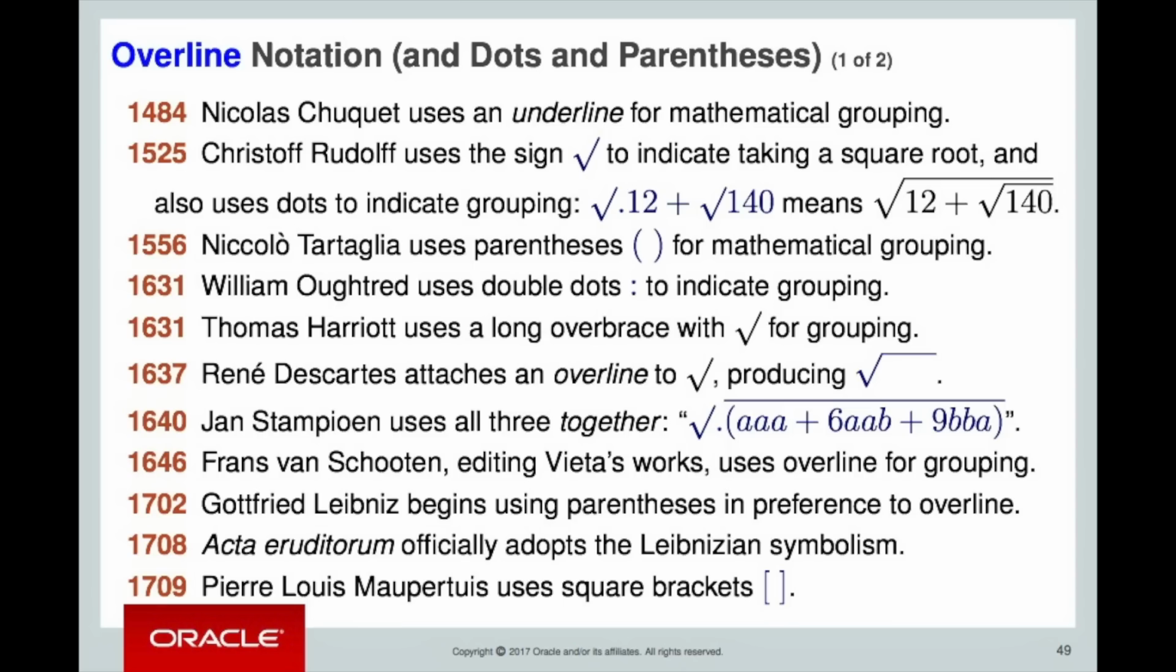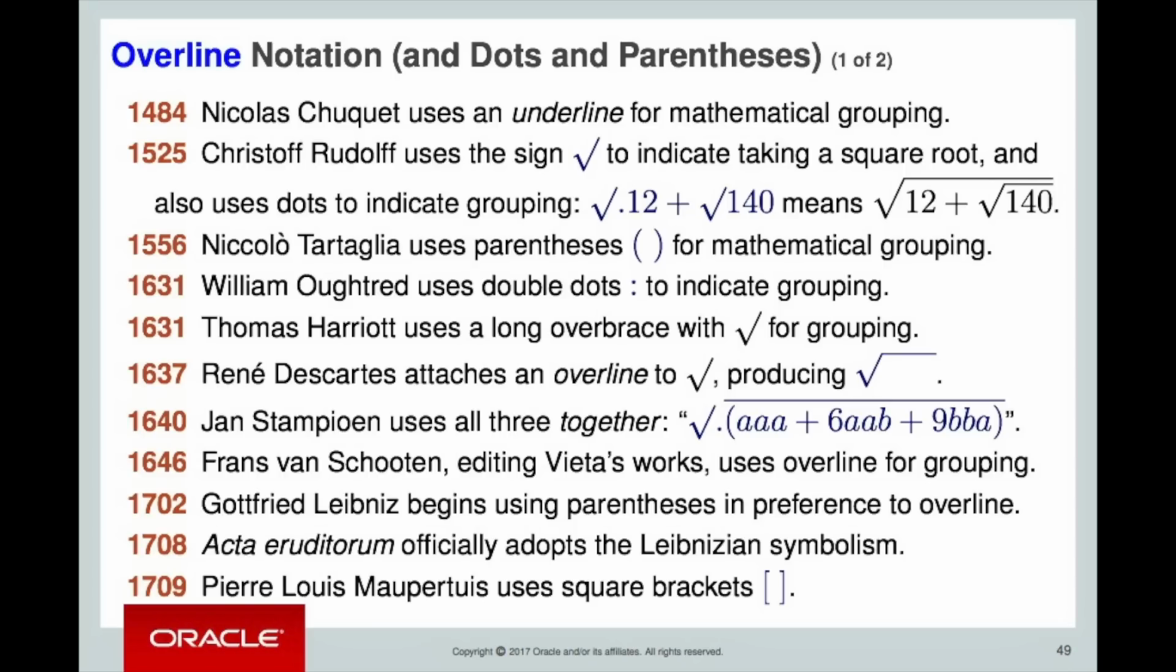Much of this data is taken from Florian Cajori's monumental work on mathematical notation. In 1484, Chuquet uses an underline to group symbols together. In 1525, Christoph Rudolph uses the tick mark sign to indicate taking a square root, and he also uses a dot to indicate the grouping, and you can see the example up there. In 1556, Tartaglia uses parentheses for mathematical grouping, and a century later, almost, Oughtred uses double dots to indicate grouping.